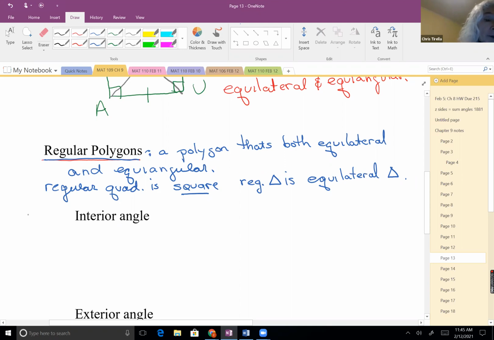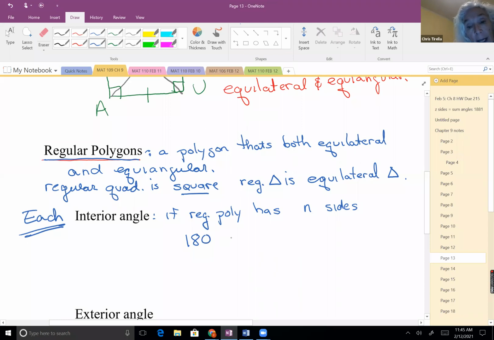Now, in terms of each interior angle, well, if my regular polygon has n sides, the sum of the angles is 180 times n minus 2. And if it has n sides, it has n angles, and they're all the same measure. So I'm going to divide that 180 times n minus 2 by n.